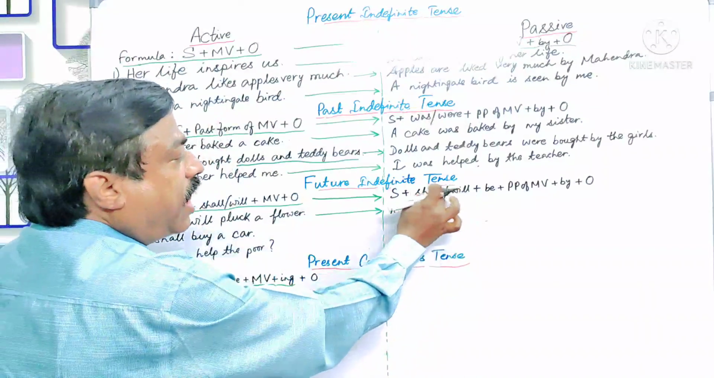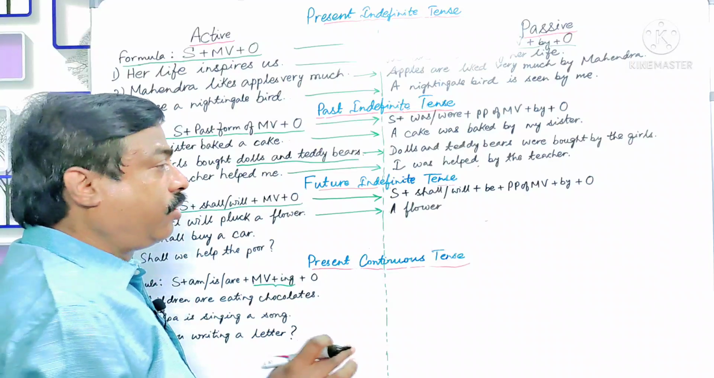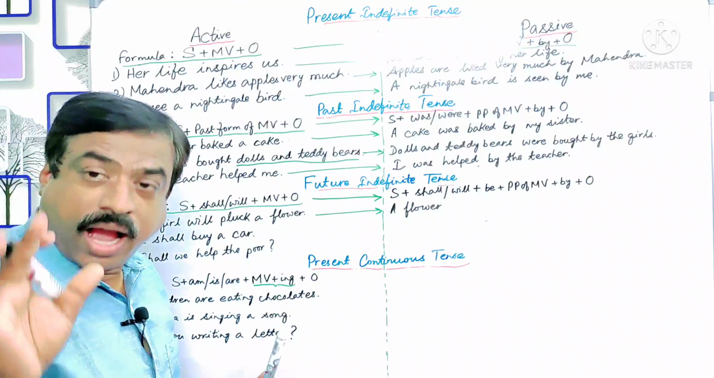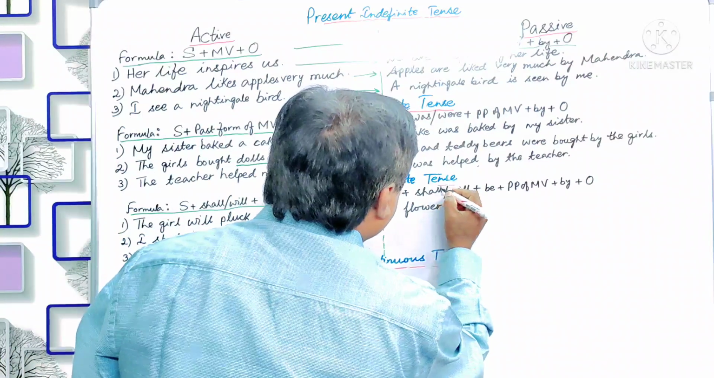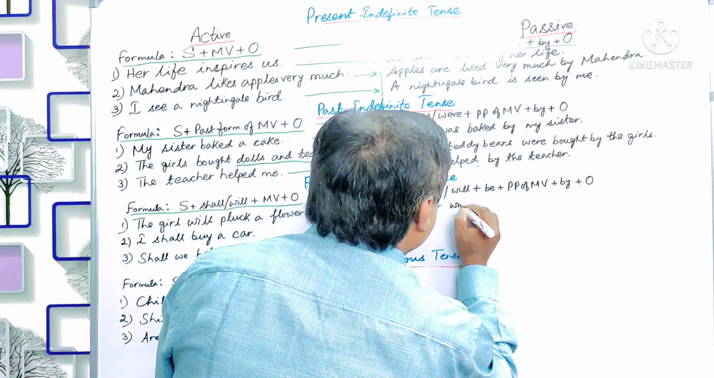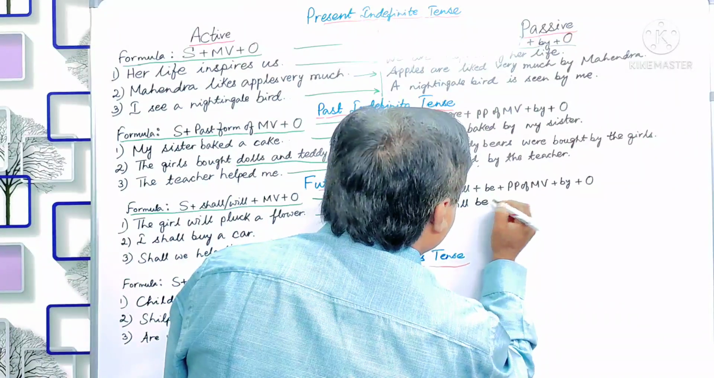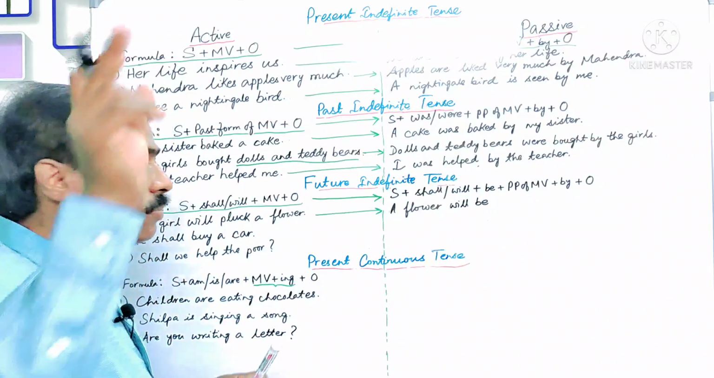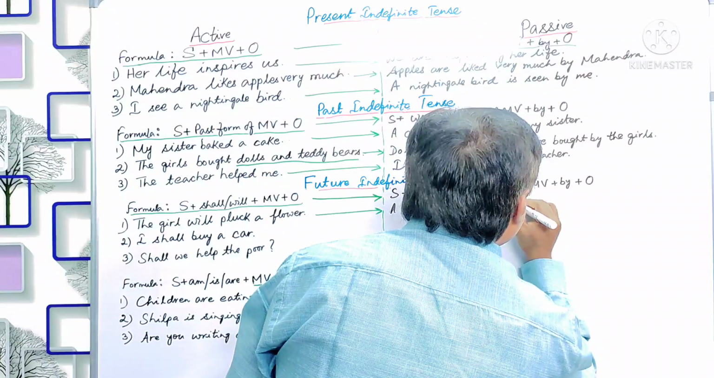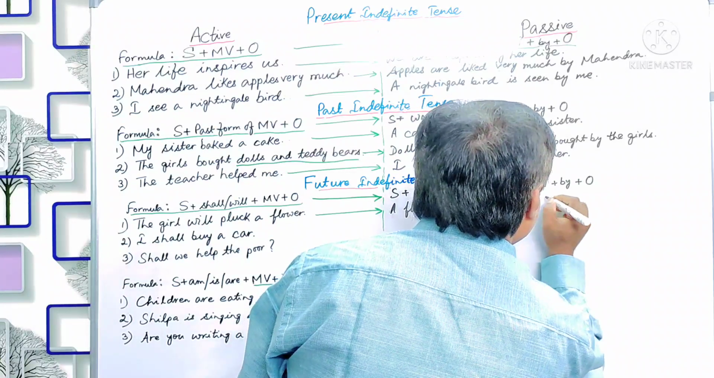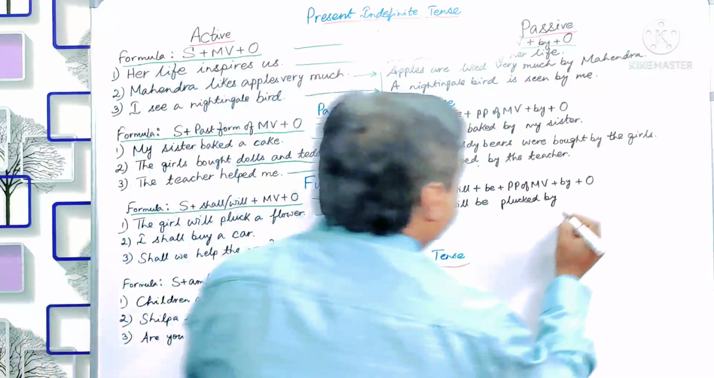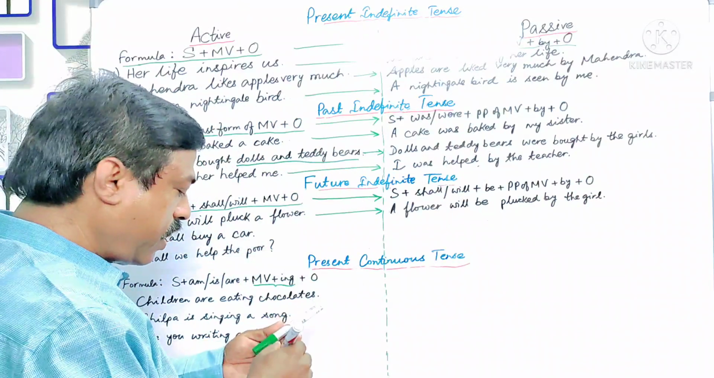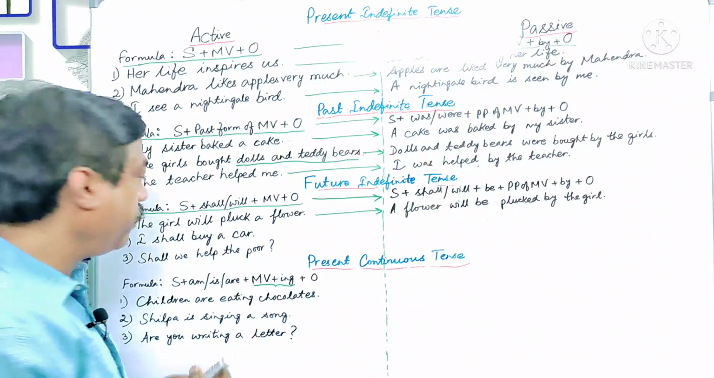A flower. Then either shall or will. So for a flower, we use shall with I and we only, and for the remaining we use will. So for a flower we will use will, then the mandatory be: will be. Then you see it is written, the main verb is plucked: will be plucked by whom? By the girl. A flower will be plucked by the girl. I think it's clear. Now I come to the second sentence.